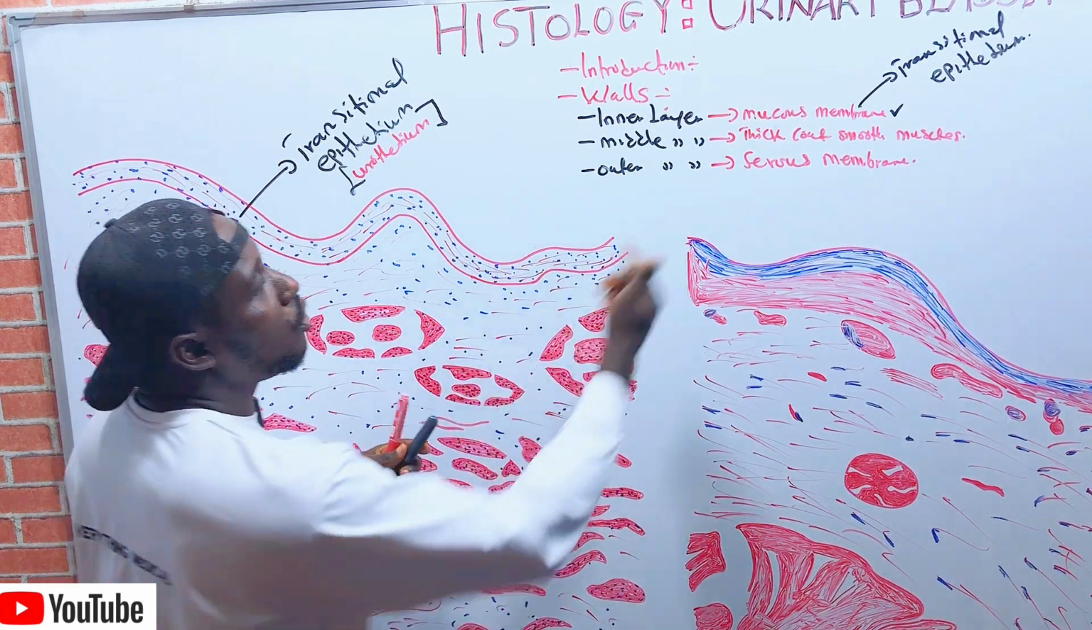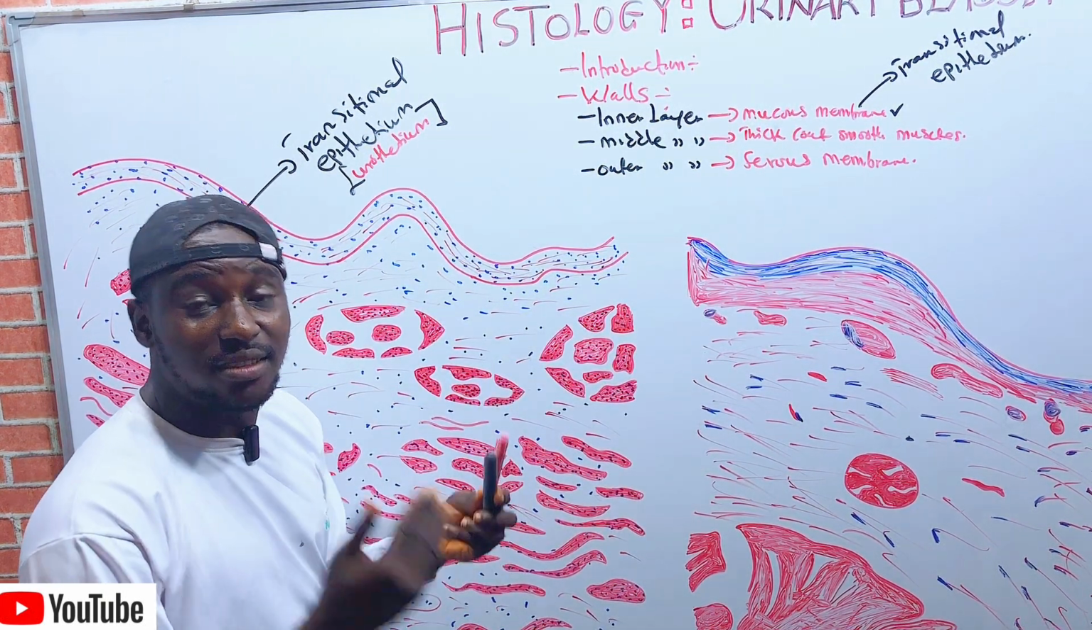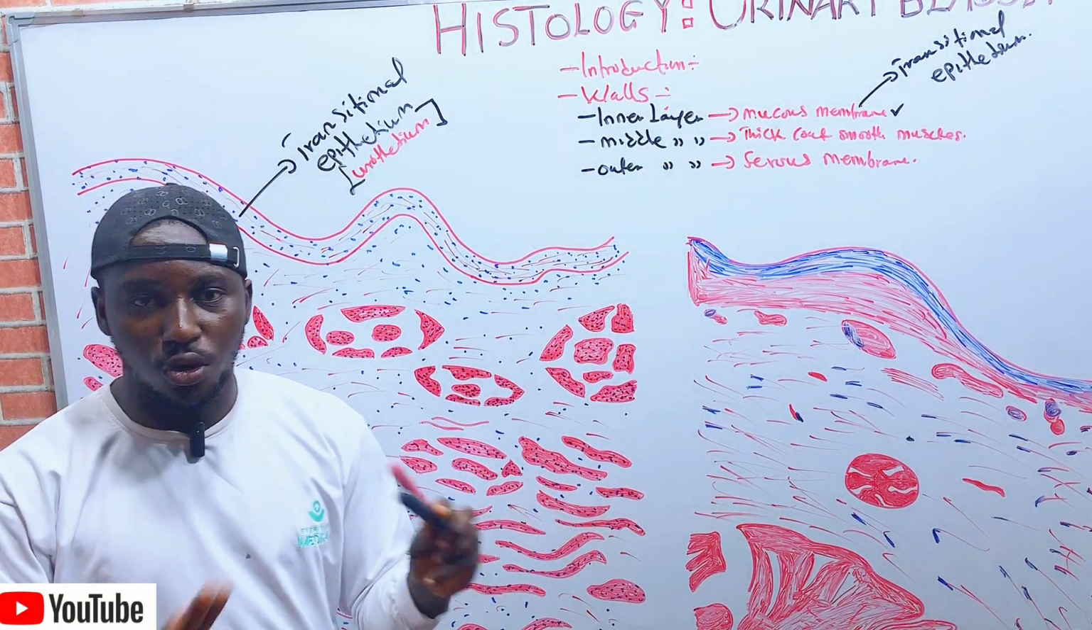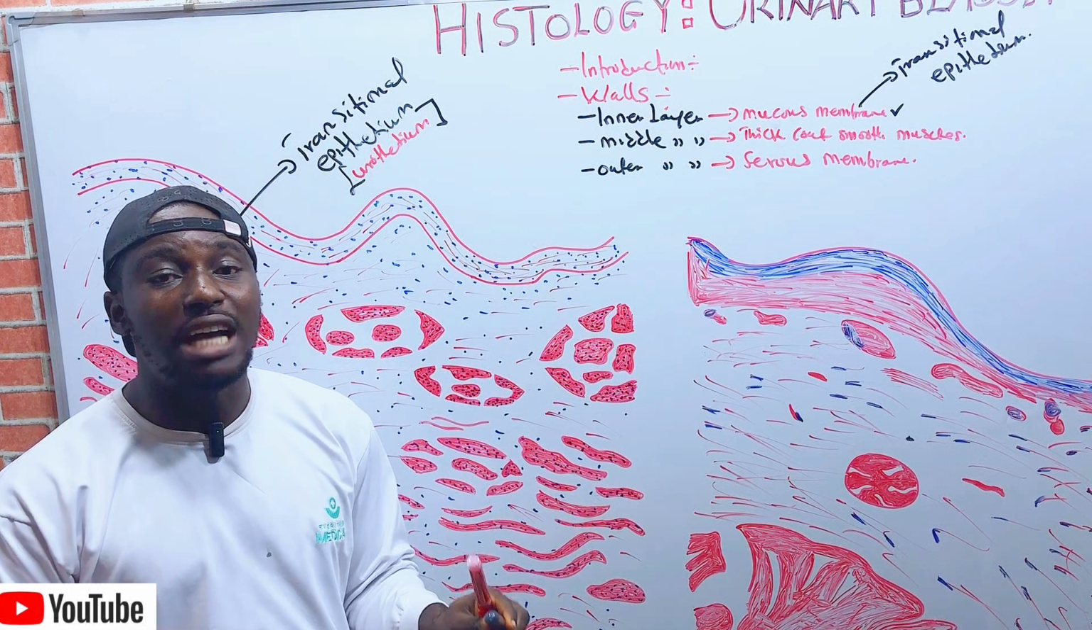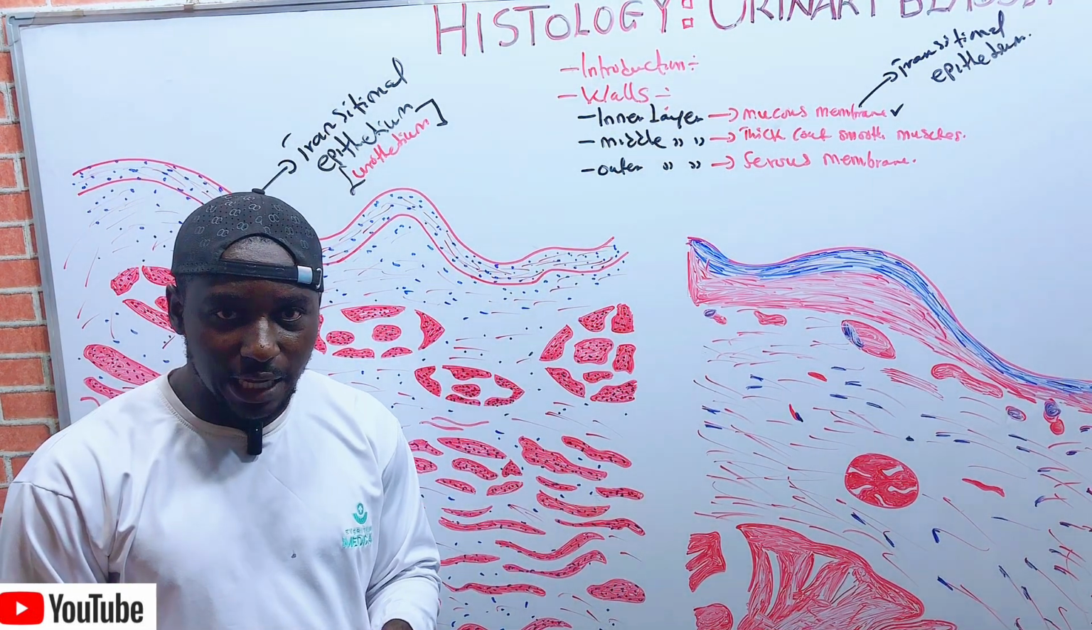So the mucous membrane of the urinary bladder is lined by the transitional epithelium. And again, it does not contain any muscularis mucosa. There is no muscularis mucosa on the mucous membrane of the urinary bladder.